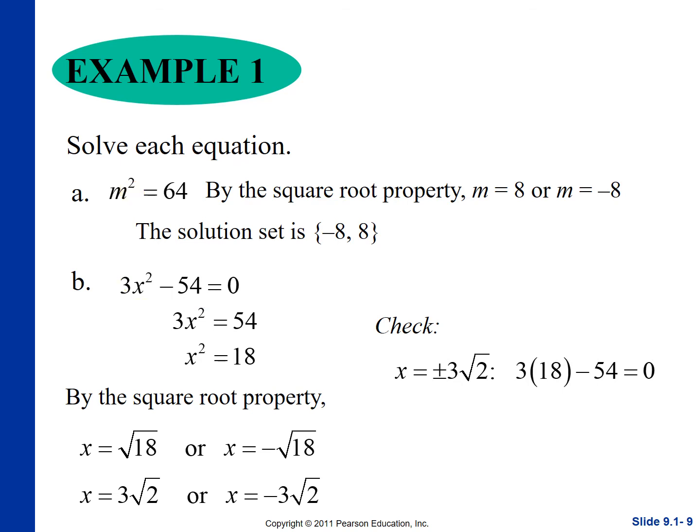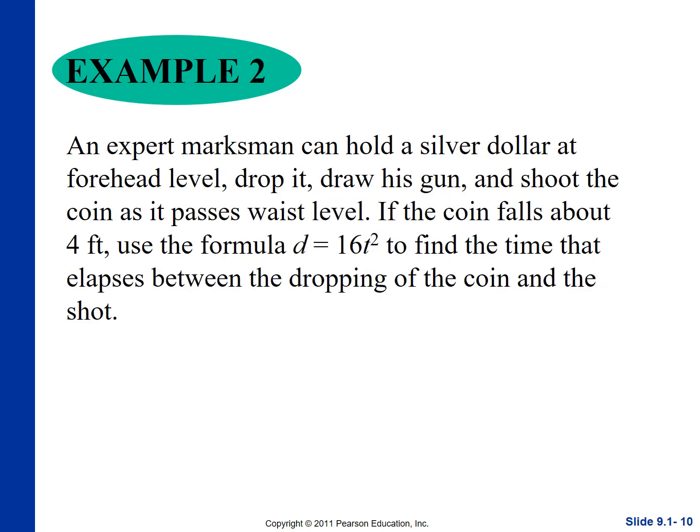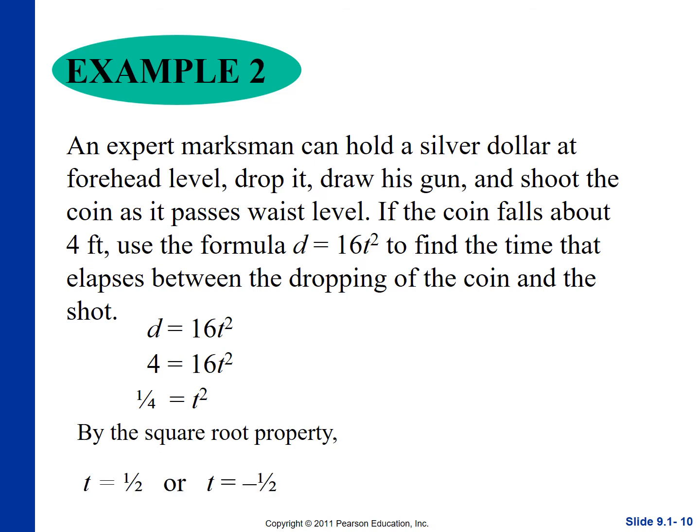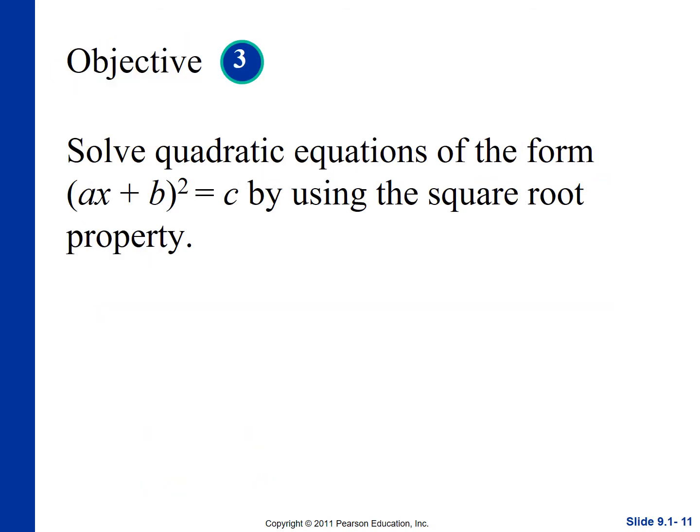All right, so we plug it in. Squaring that, we get 18, so 3 times 18 minus 54 is 0. That's true. So either one works. All right, we're going to skip this here because I don't want to do any word problems with this section.